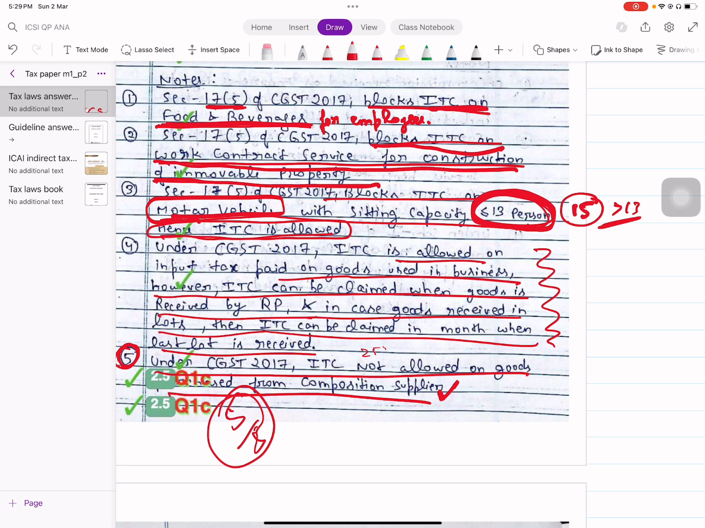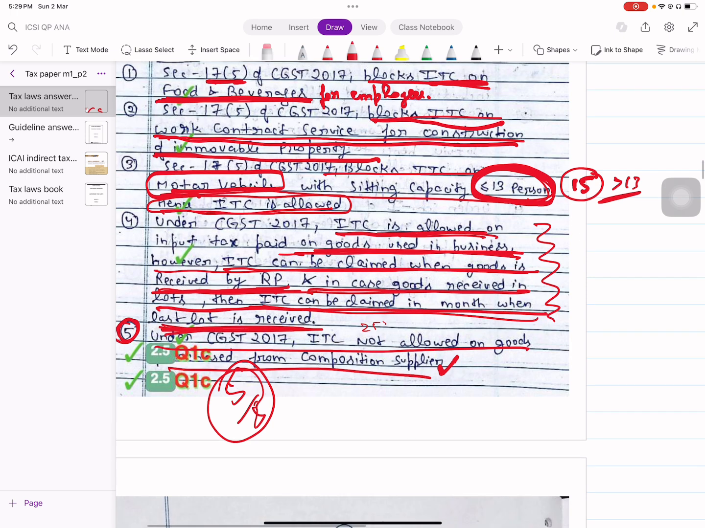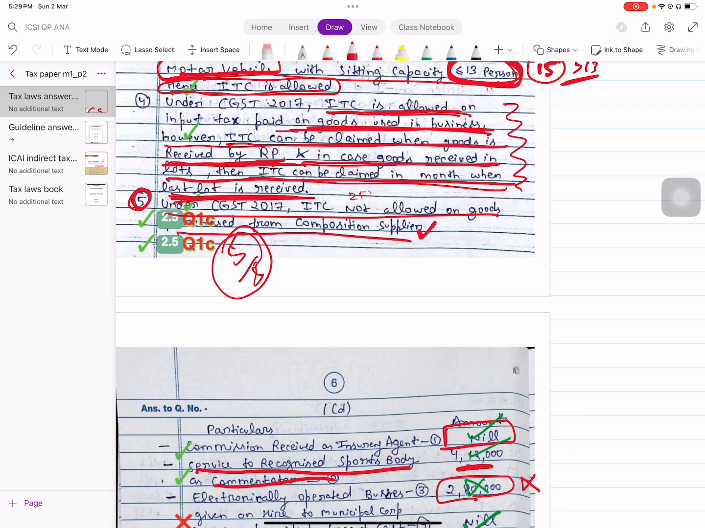Why? Because this is a case of purchase of raw materials in lots, and ITC will be available only when the last lot is received. That is, ITC is allowed on goods used in business. However, ITC can be claimed when goods are received by the RP, registered person, and in case goods are received in lots, then ITC can be claimed in the month when the last lot is received. That is the month of May 2023.